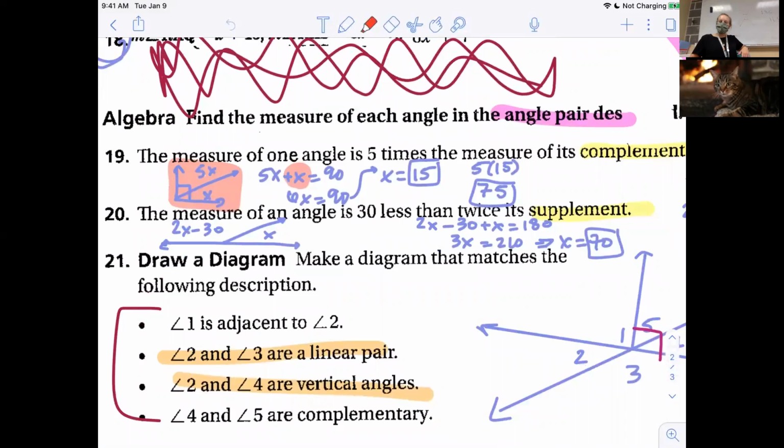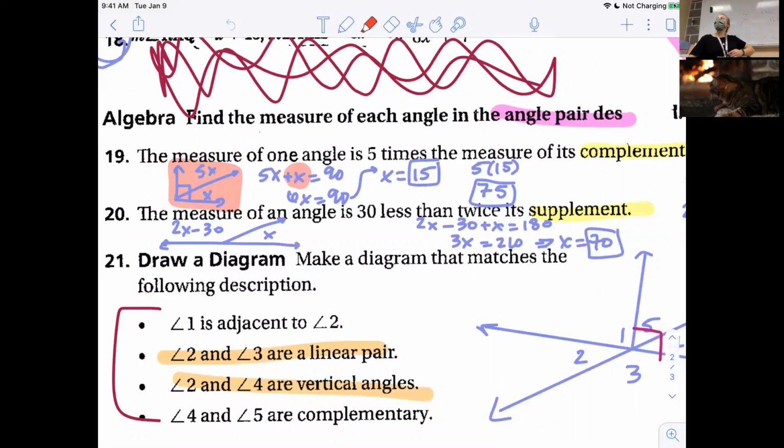Number 20 is very similar. Any questions on number 19? The big thing on 19, you need to know complement means add to 90, and you need to use x also, not just 5x. Once you solve, it's really easy to go back and check your work. So I can say, okay, well, I know x is 15, and then 5 times 15 is 75. Does 15 plus 75 equal 90?